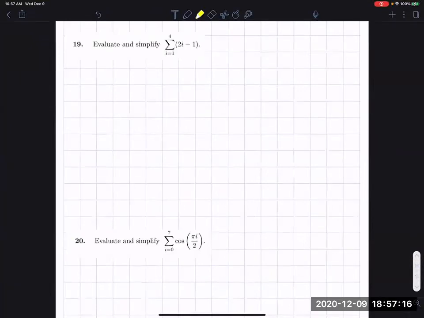All right, in this problem we're using summation notation, and this is just sort of a simple problem where we try to understand what the summation notation means. We have an expression 2i minus 1, and what I'm going to do is just copy that down, but I'm going to leave a blank space where i goes.